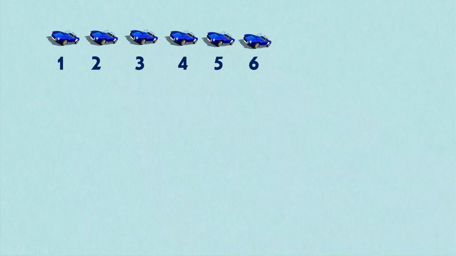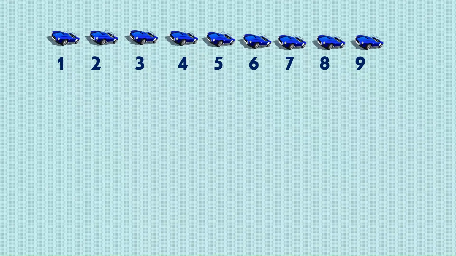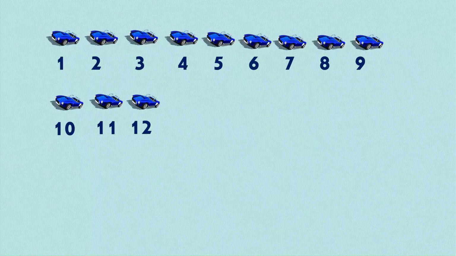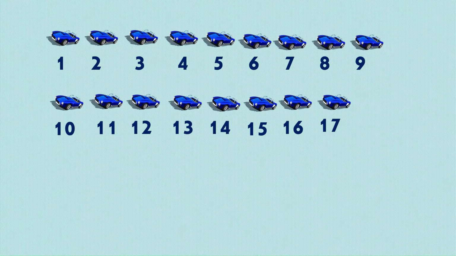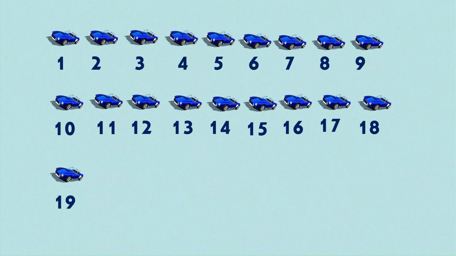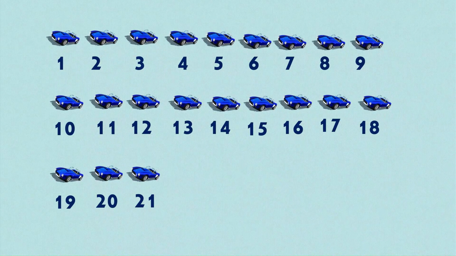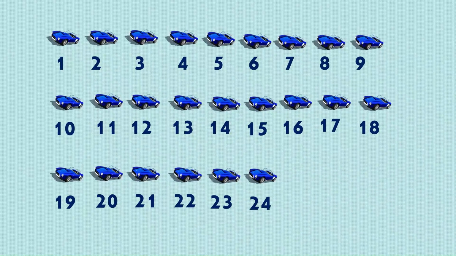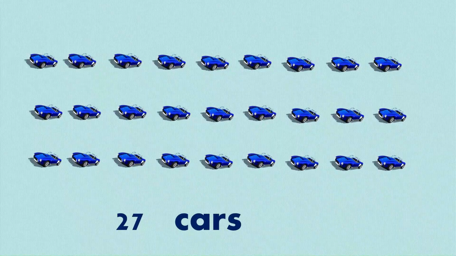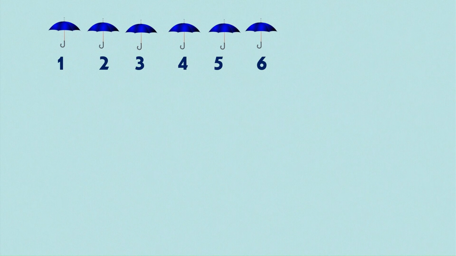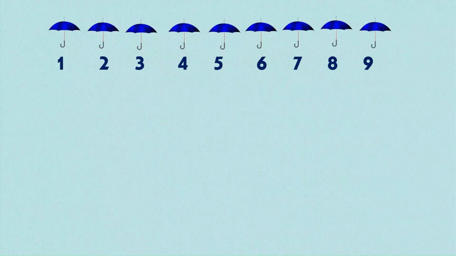0, 1, 2, 3, 4, 5, 6, 7, 8, 9, 10, 11, 12, 13, 14, 15, 16, 17, 18, 19, 20, 21, 22, 23, 24, 25, 26, 27. 27 cars.